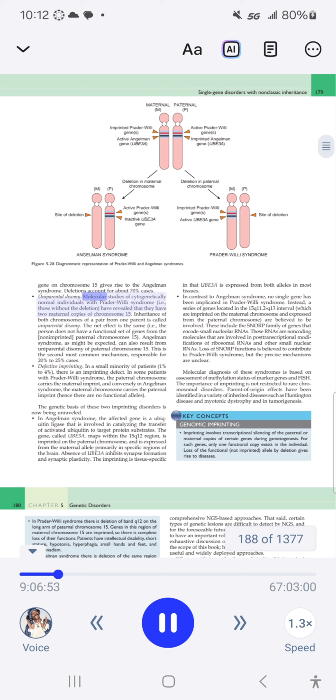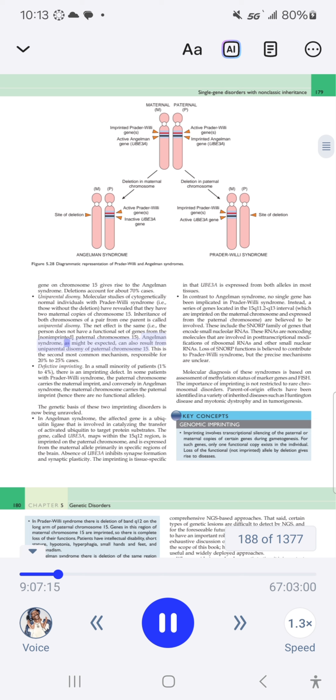Uniparental disomy. Molecular studies of cytogenetically normal individuals with Prader-Willi syndrome, that is, those without the deletion, have revealed that they have two maternal copies of chromosome 15. Inheritance of both chromosomes of a pair from one parent is called uniparental disomy. The net effect is the same, that is, the person does not have a functional set of genes from the non-imprinted paternal chromosome 15.